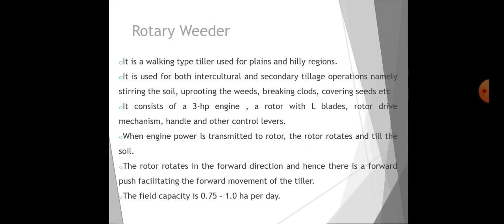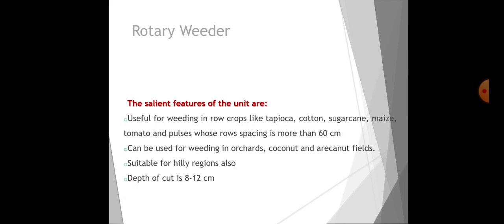Next, we see the rotary weeder. It is a walking type tiller used for plains and hilly regions. It is used for both intercultural and secondary tillage operations, namely stirring the soil, uprooting the weed, breaking clods, covering seeds, etc. It consists of a 3 HP engine, a rotor with L blade, rotor drive mechanism, handle and other control levers. When engine power is transmitted to the rotor, the rotor rotates into the soil. The rotor rotates in the forward direction and hence there is a forward push facilitating the forward movement of the tiller. The field capacity is 0.75 to 1 hectare per day.